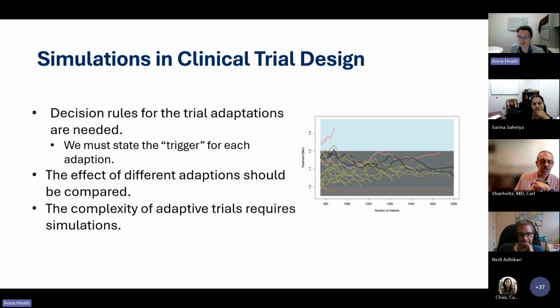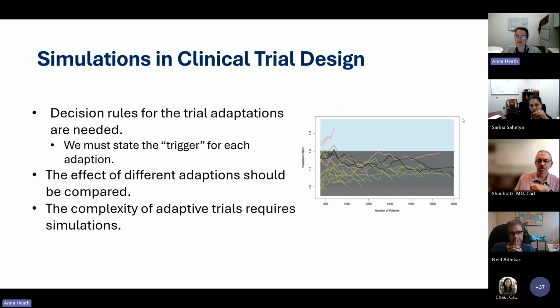And what I have on the right-hand side of the screen here is a picture of some of the simulations that we might do. You have the treatment effect on the y-axis and the number of patients on the x-axis. What you can see is that we're running the trial from 750 patients to 2,000 patients. And when the treatment effect reaches a certain level, a certain trigger, that's when we stop the trial. So that's why you have some of these shorter lines, because that's where we only simulated, say, 800 patients or 850 patients.